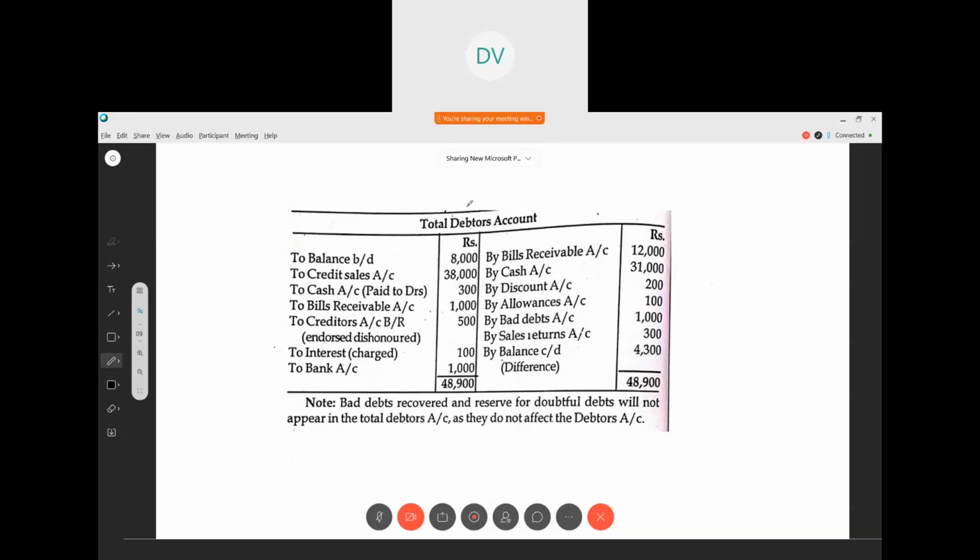Total debtors account, the same thing. Opening balance, credit sales, cash, bills receivable, then endorsed dishonored. This is also dishonored. Then interest charged, bank. Here, bills receivable account, cash, discount, allowances, bad debt, sales return. So this will decrease the value. Clear? I told you the same thing. Bad debts recovered, reserve for doubtful debts will not appear here.